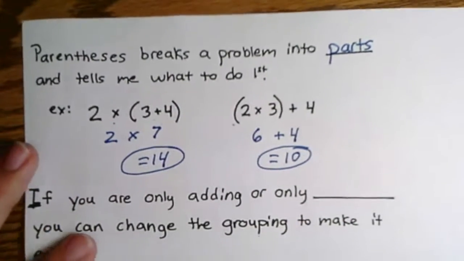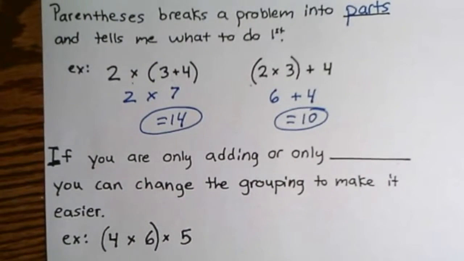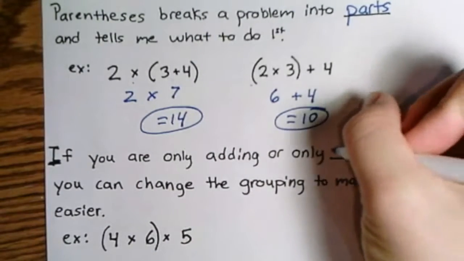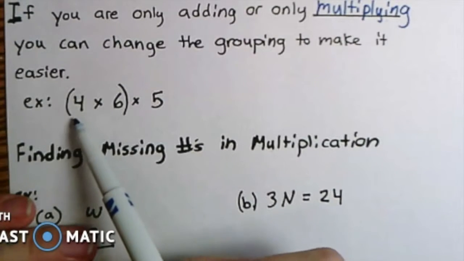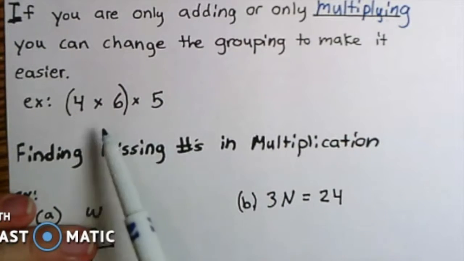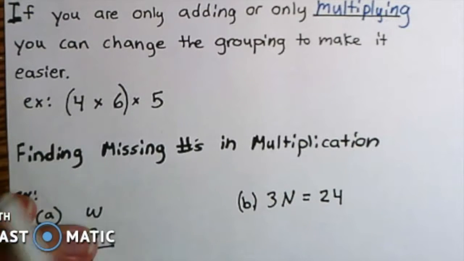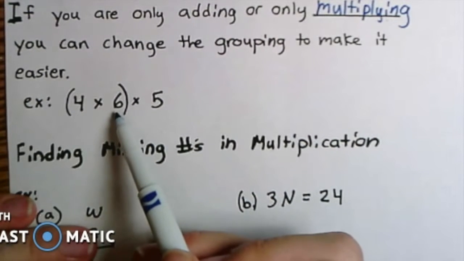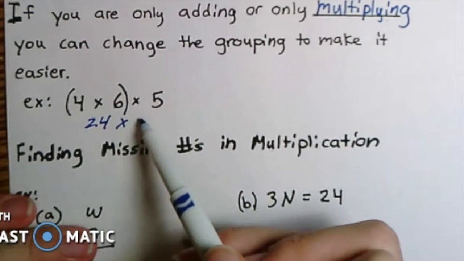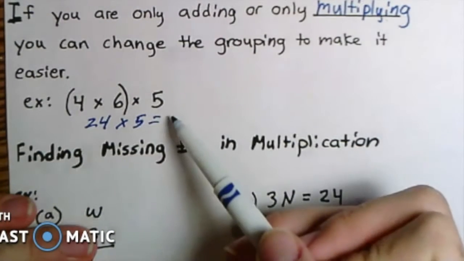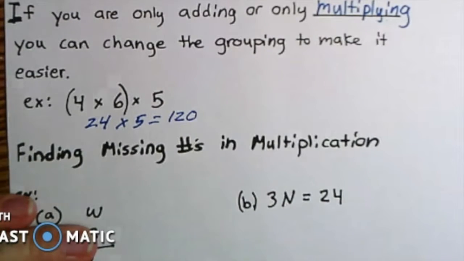Okay, if you are only adding or only multiplying, you can change the grouping to make it easier. So in this question, I have 4 times 6 times 5. And I have parentheses that tell me that I have to do 4 times 6 first. Well, 4 times 6 is 24. And 24 times 5, we already did this problem, is 120.